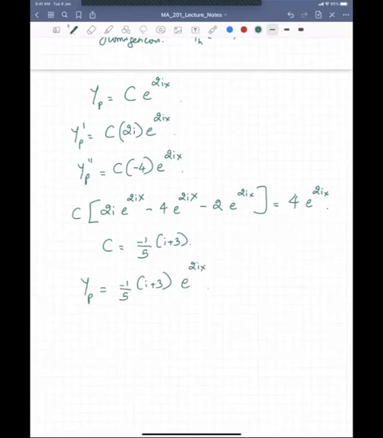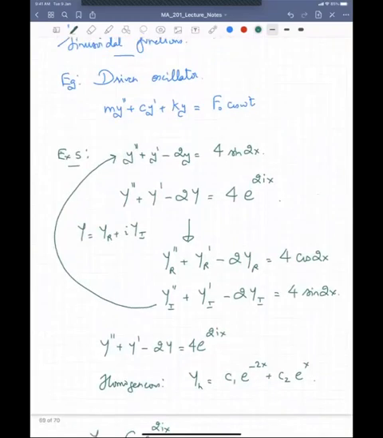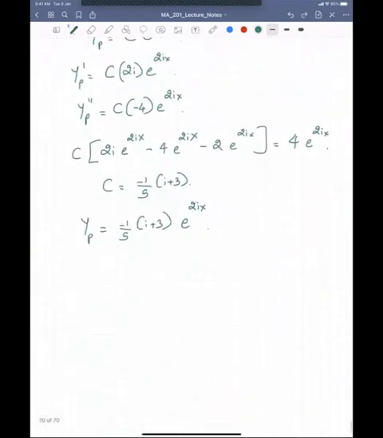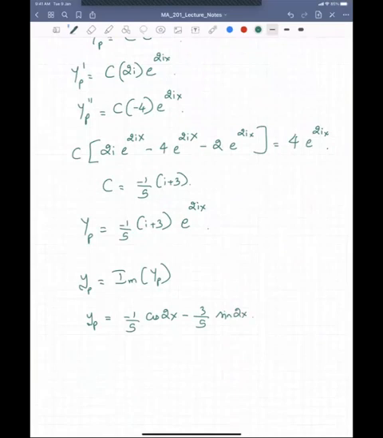What is the particular solution for the problem that I was told to solve? Well, the particular solution for this is just the imaginary part of the particular solution for the problem I made up. So yp is just the imaginary part of yp. You can actually figure this out. Take the imaginary part of this, and you will find that this is equal to minus 1/5 cosine 2x minus 3/5 sine 2x, if my calculations are right, and I certainly ask you to check.